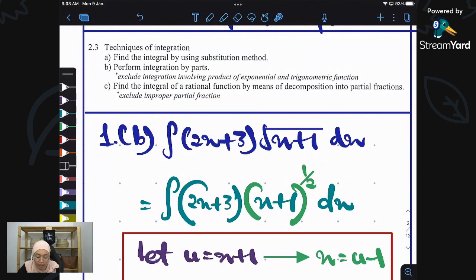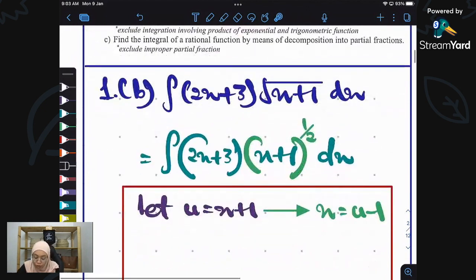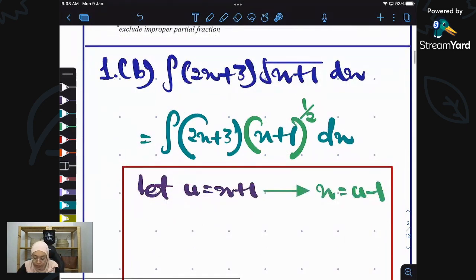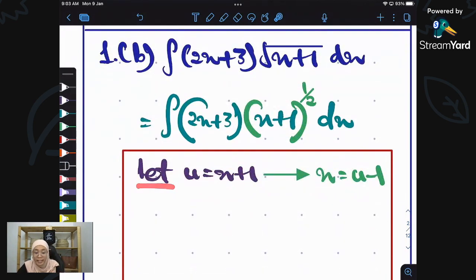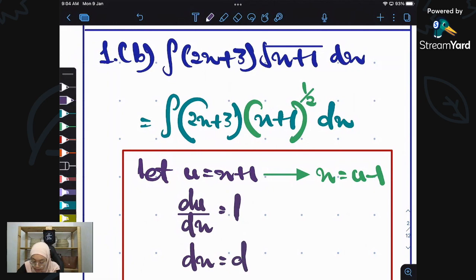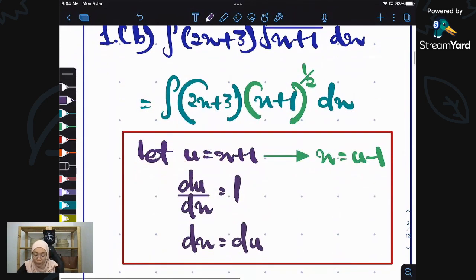And so now we are at the goal of the substitution method again. We are about to change whatever is inside the bracket with the power there. We are going to change this x plus 1 into u. That is our goal right now. Once I have done that, you must write down let u equal x plus 1. And then I am ready to differentiate u with respect to x, and it's going to give me 1, because the derivative of x is 1. Then I make dx the subject. I will get dx equals du.